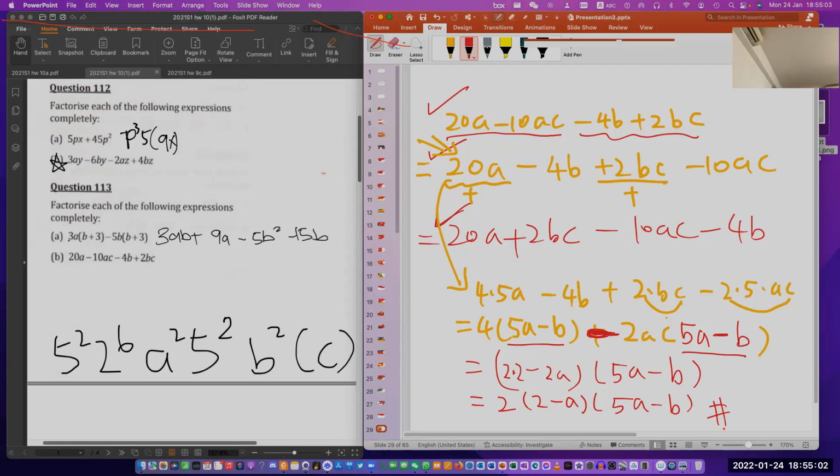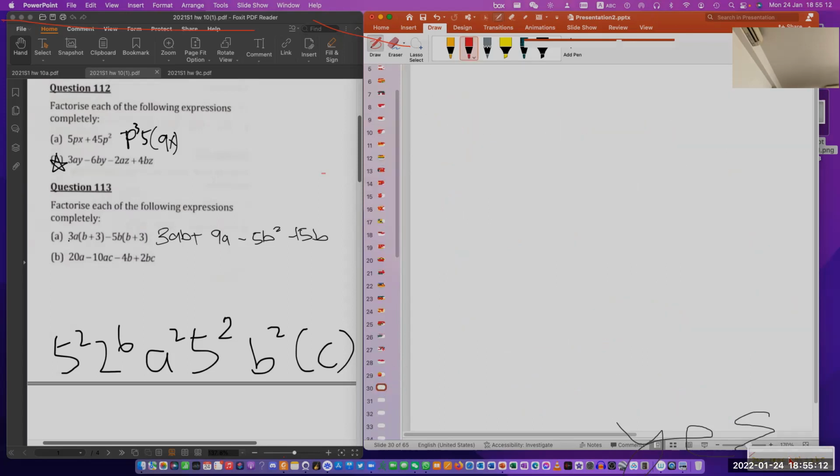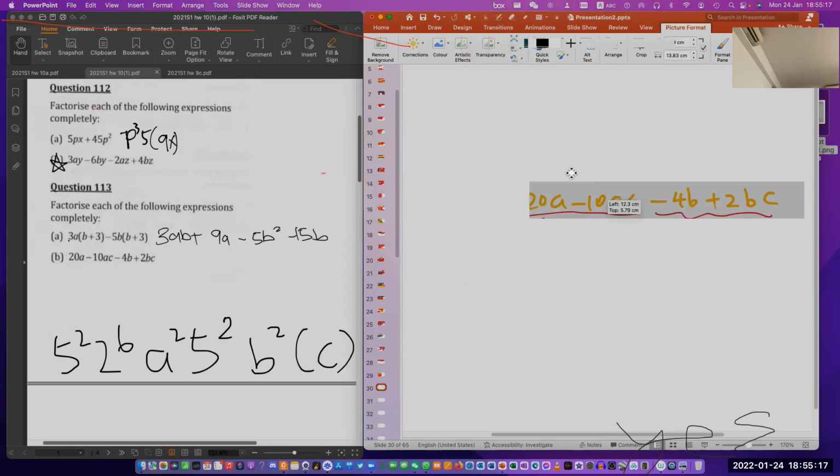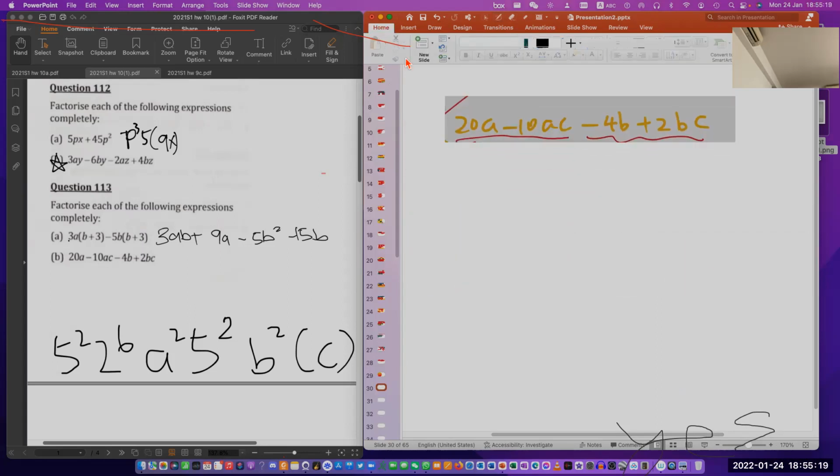Okay. Let me show you if I don't rearrange it. Just do it as it is. So let's see how things will turn out differently. I'm not sure, but we can try. So this is 2 times 10a. So this is 10 times ac. So I see a common 10a. So 10a, 2 minus c.